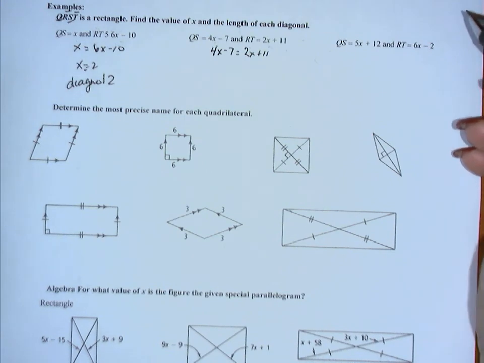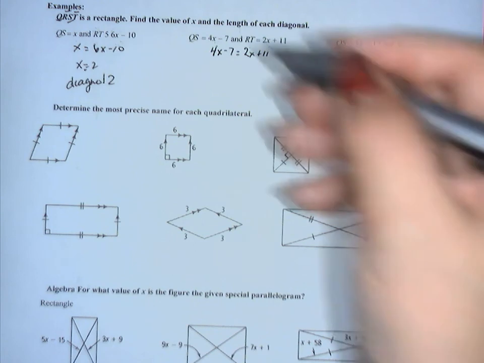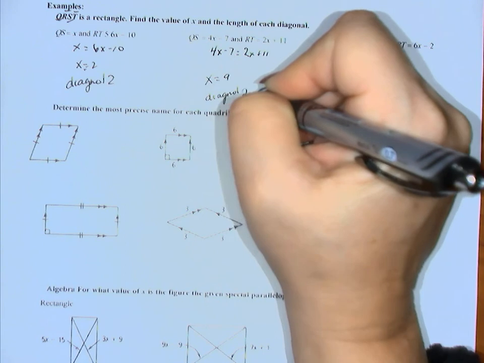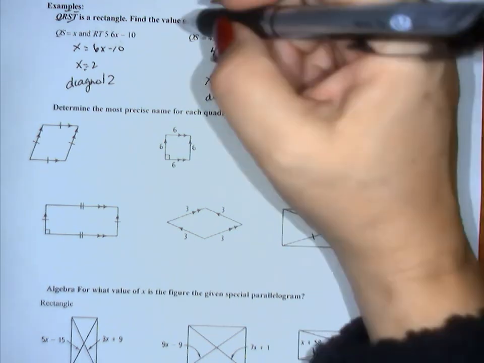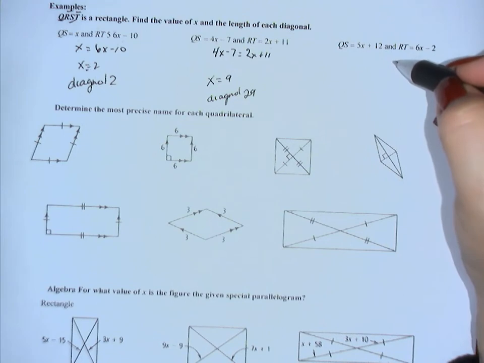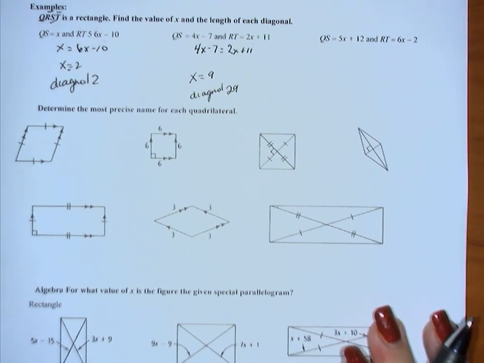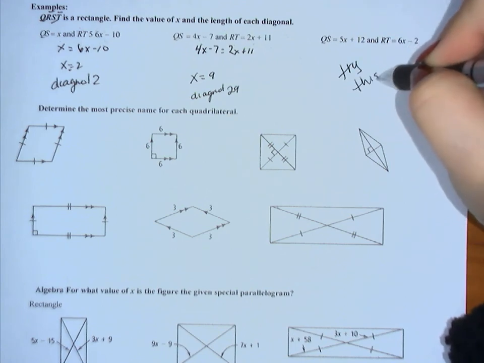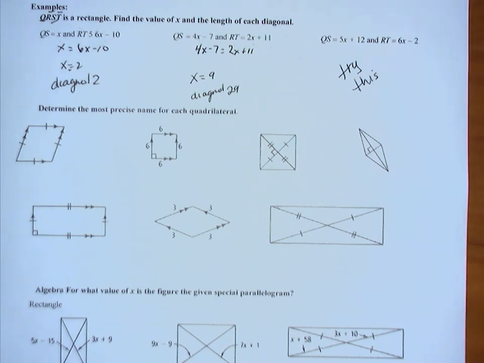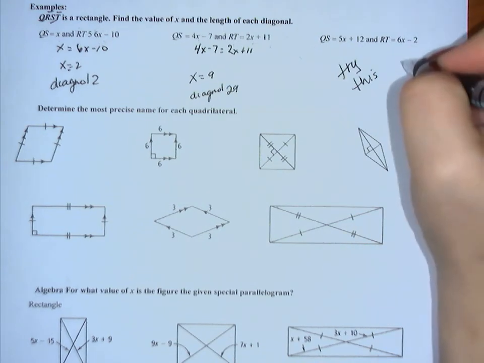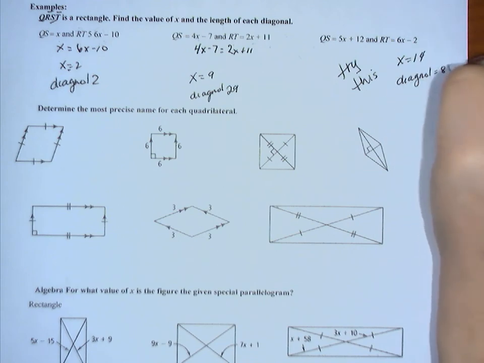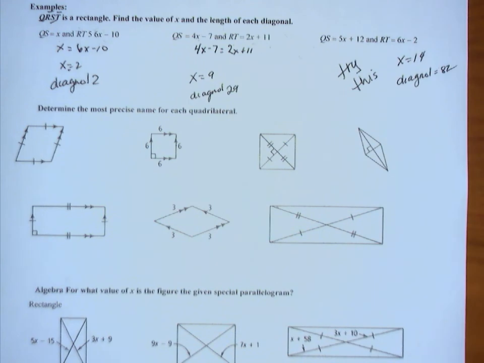If you did the math right, you should have gotten that x was 9 and the diagonal was 29. So you should have completed that. And then here I want you to go ahead and do the problem. Come back to me. Did you get that x is 14 and the diagonal was 82? If you didn't, you might want to ask me some questions.